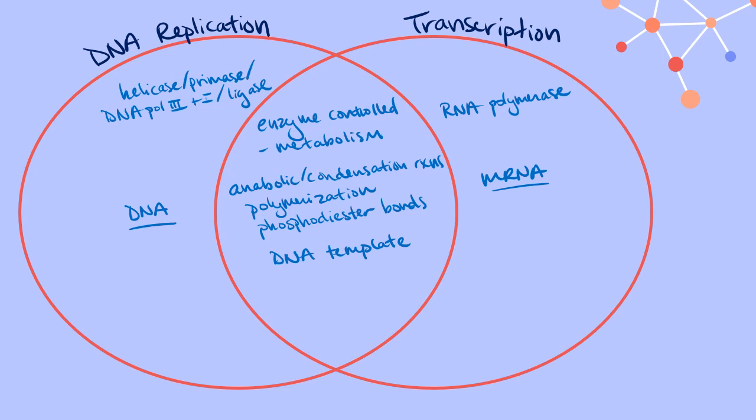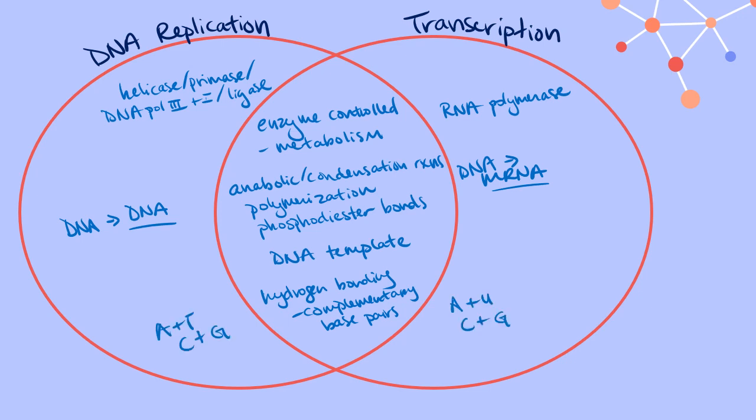Despite the different products, both of them start with a DNA template. DNA is used to code for DNA, and then DNA is used to code for messenger RNA. Both of them depend on hydrogen bonding between complementary base pairs to make sure that we have the correct sequence of nucleotides in the growing strands. Those base pairs are just a little bit different. In DNA replication, we've got adenine and thymine, and then cytosine and guanine as our pairs. In transcription, we have adenine pairing with uracil, but then still our cytosine and guanine.